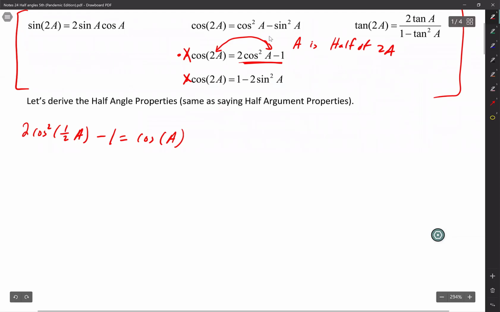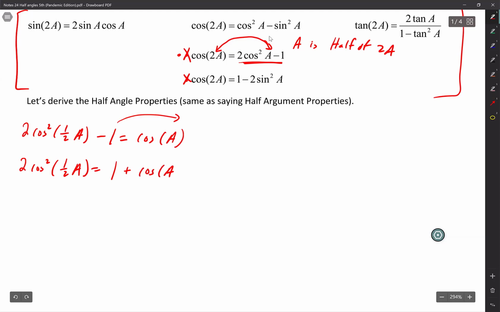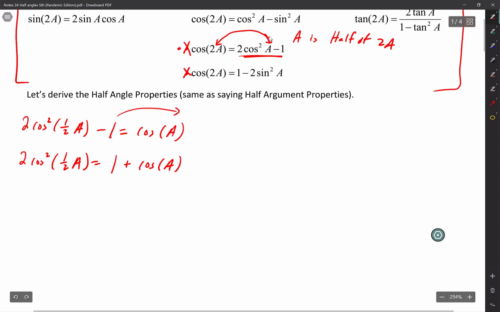So now from there, what I want to do, guys, is solve for cosine of half A. So I'm going to add 1 to that side. I'm going to rewrite it like this: 2 cosine squared of half A equals, and I'm going to put the 1 in the front, 1 plus cosine A. You don't have to put parentheses, but I've been putting parentheses, so I'm going to continue to put parentheses. Is everyone still okay with that statement?